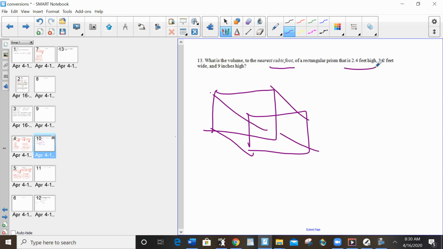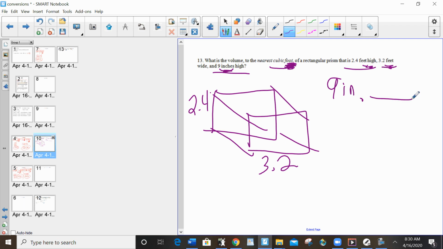That is 2.4 feet high, 3.2 feet wide, and 9 inches high. I don't know why it says high twice. It's all good. So here's the issue. It wants the answer in cubic feet. If it wants the answer in cubic feet, everything has to be feet. Well, the 2.4 is feet, and the 3.2 is feet, but the 9 is not. So I have to convert that 9 inches to feet.